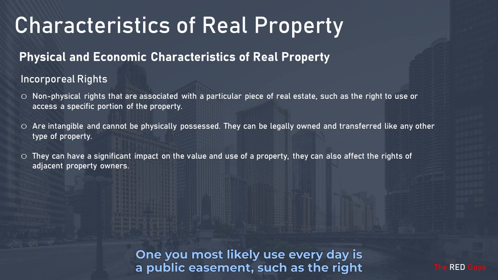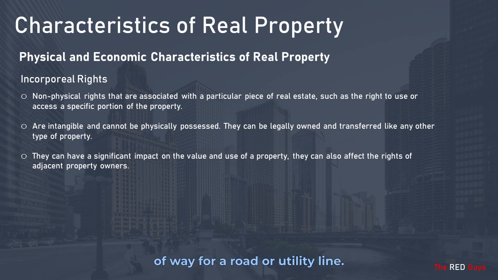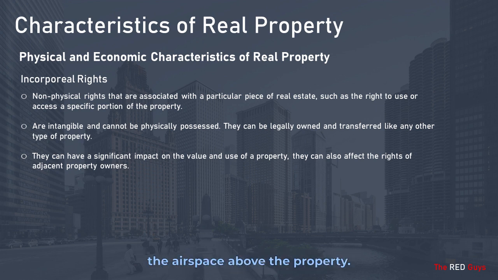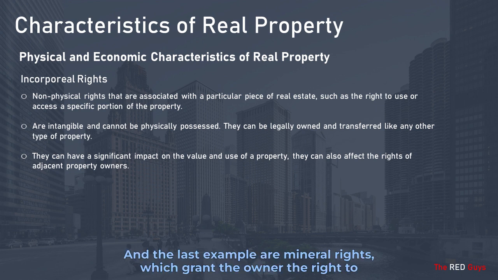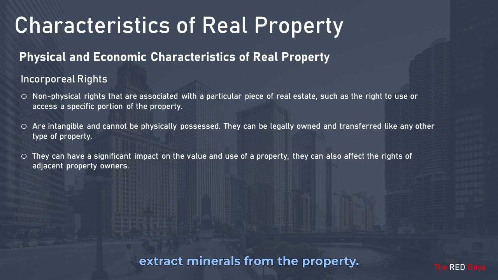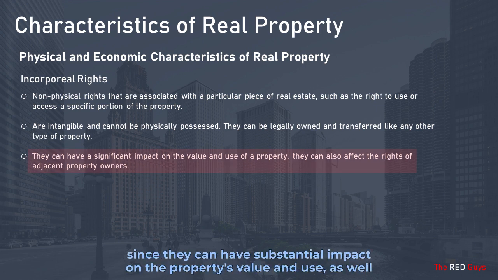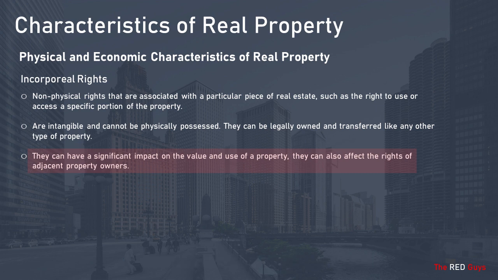One you most likely use every day is a public easement, such as the right-of-way for a road or utility line. Air rights are another example and allow the owner the right to use the airspace above the property. And the last example are mineral rights, which grant the owner the right to extract minerals from the property. Understanding incorporeal rights is critical for real estate professionals since they can have substantial impact on the property's value and use, as well as the rights of nearby property owners.